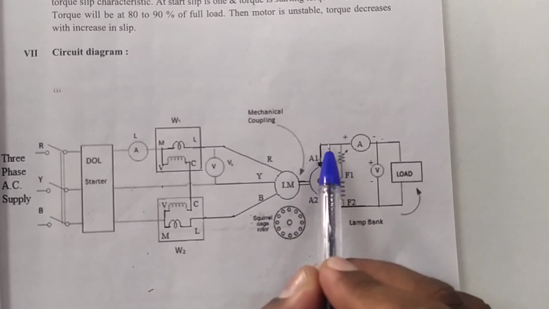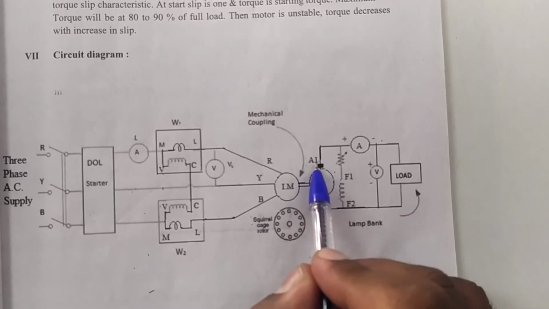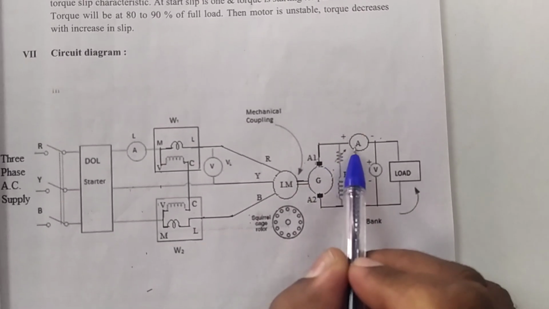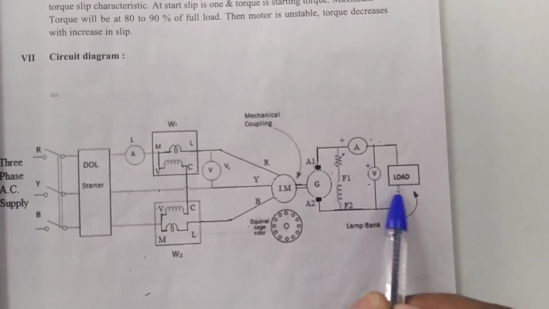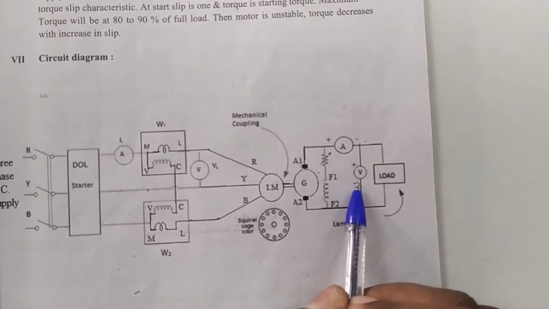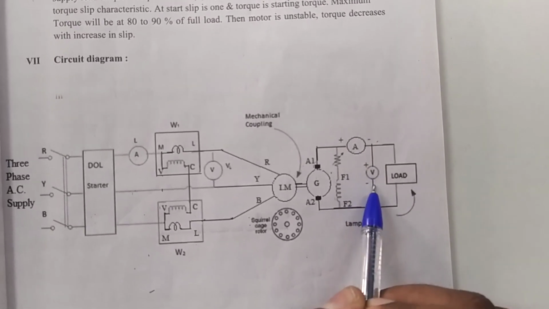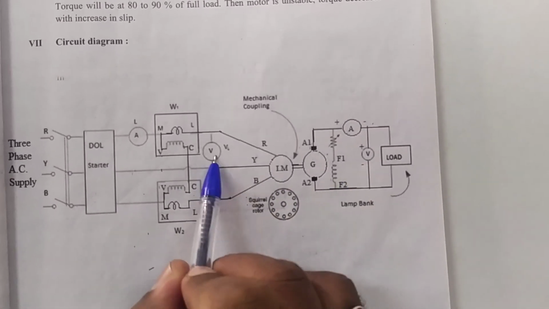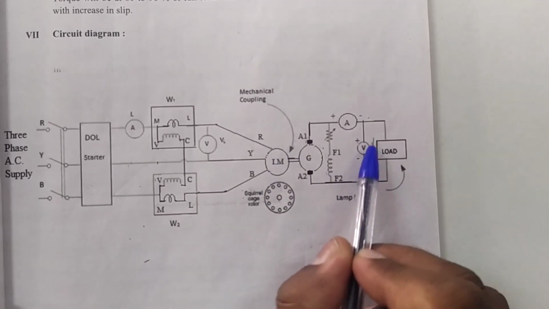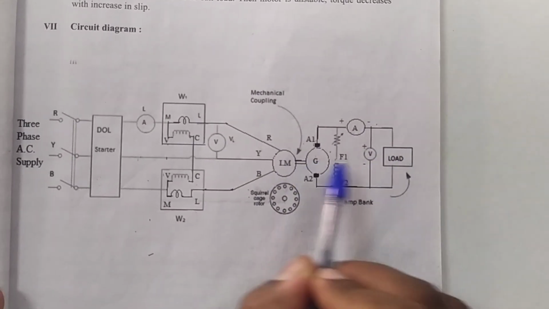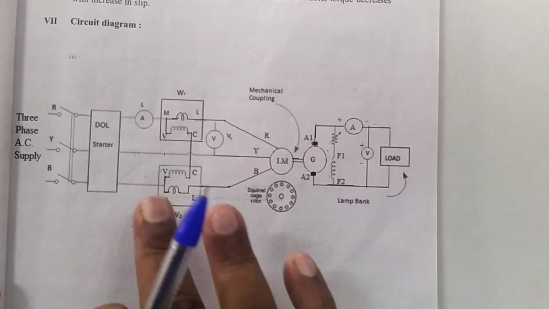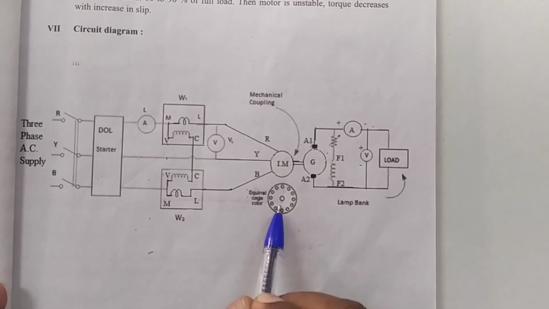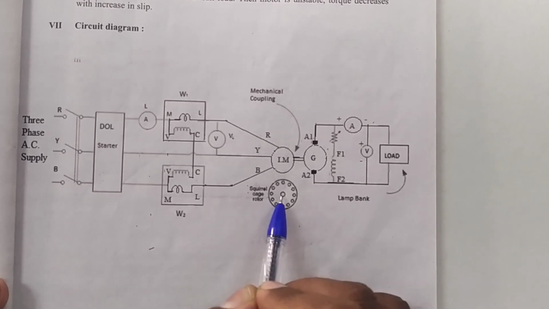Then on the generator side it is a DC shunt generator, hence A1 and F1 are short circuited, A2 and F2 are short circuited. For this purpose we are using an ammeter for load current and measuring the load DC voltage by using the voltmeter. In this case we are measuring voltages by using digital multimeters, and a lamp load is given directly to the generator side, which means direct loading is available in this case. And here the induction motor rotor moves freely in the air gap.